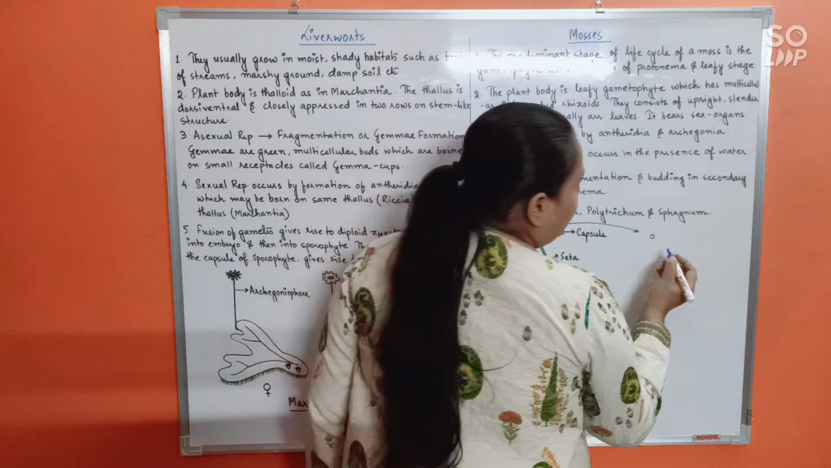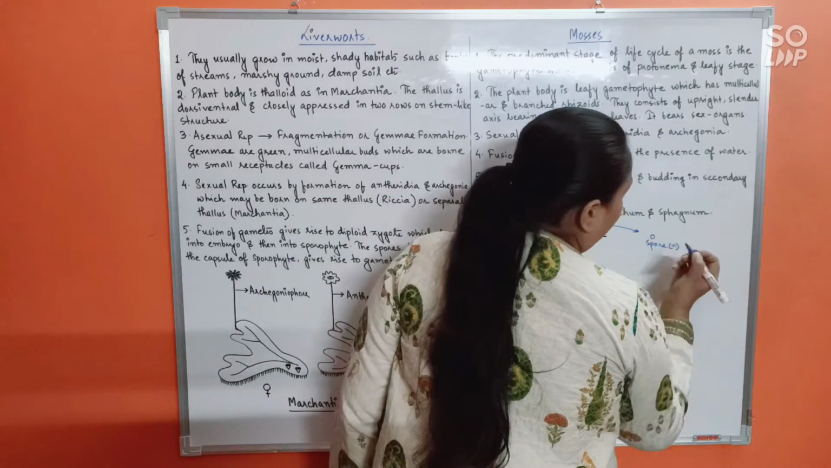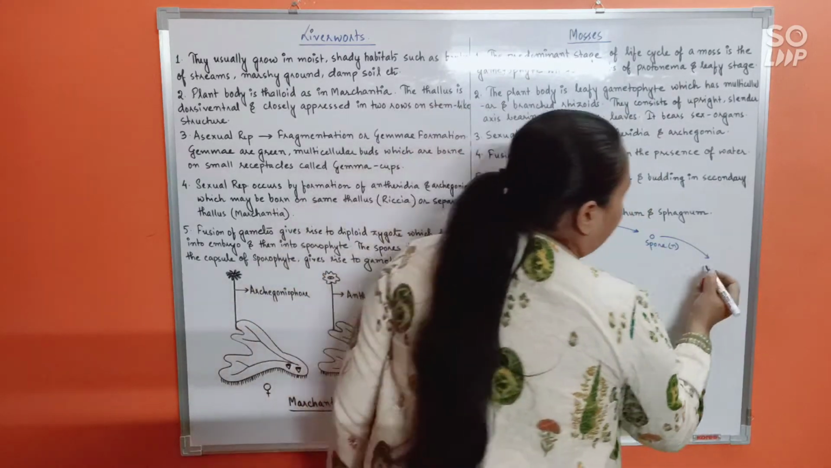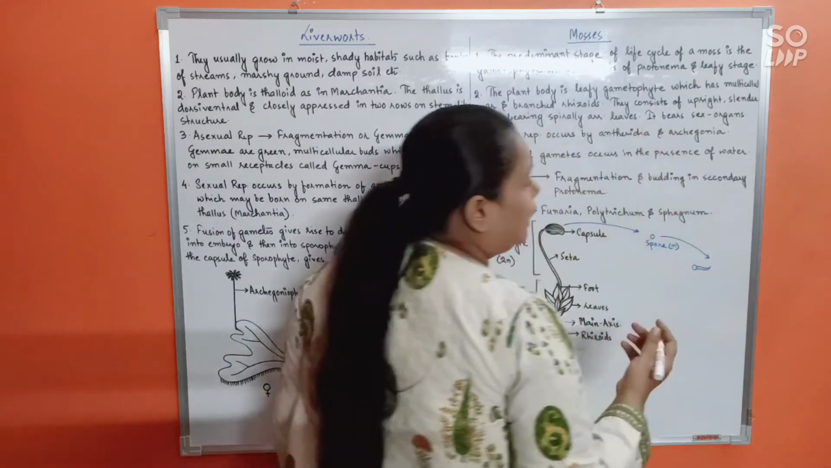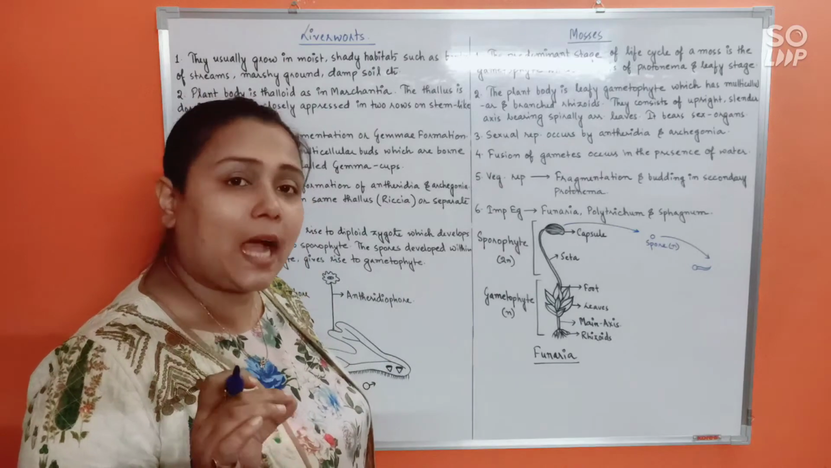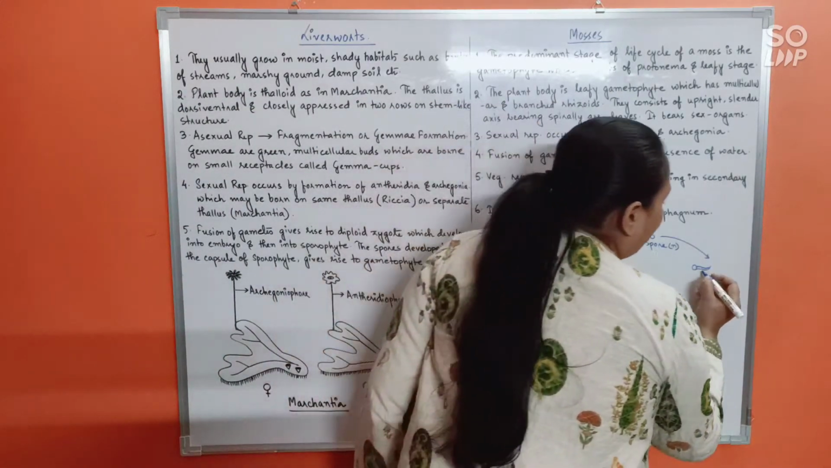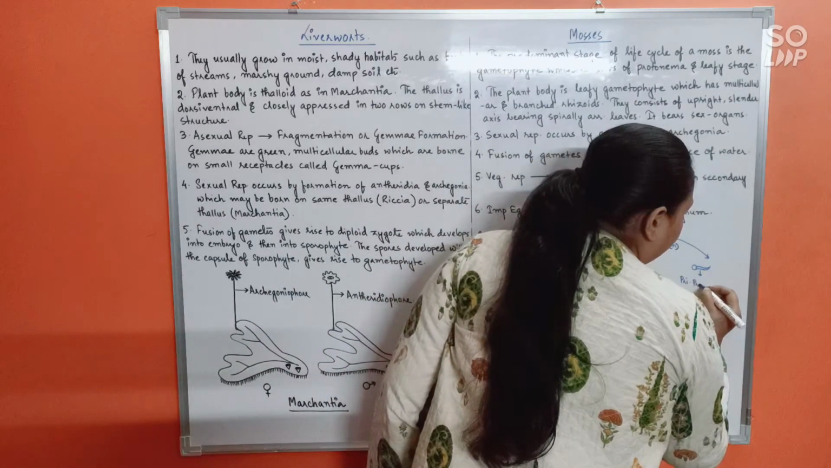Okay? Once the spore has been released from the capsule, this spore will not directly give rise to the gametophyte. It will give rise to a filamentous structure. Just like a fungal spore, when it germinates, it gives rise to a filament, isn't it? Which we call hyphae. Here also a similar filament will be arising out. We will call this the primary protonema.